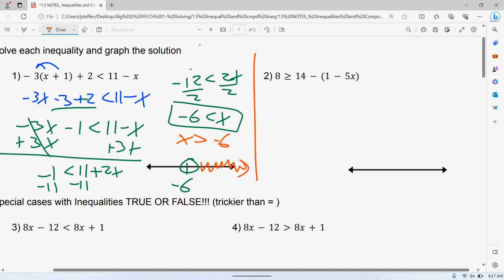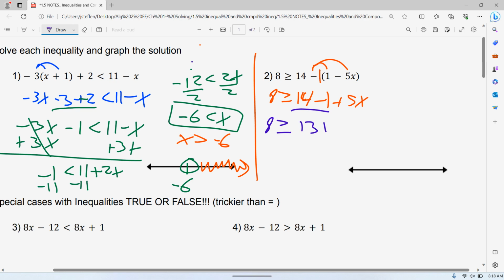Next one, remember, if you have a minus in front of your parenthesis, you can treat it as a -1. That makes you feel better if that makes it easier for you. So we distribute that. -1 times +1 is -1. -1 times -5 is positive 5x. Then again, combine your like terms. 8 is greater than or equal to 14 minus 1, which is 13.